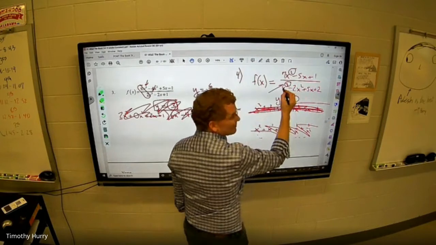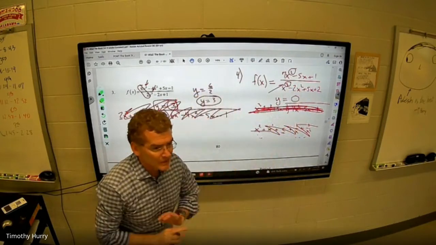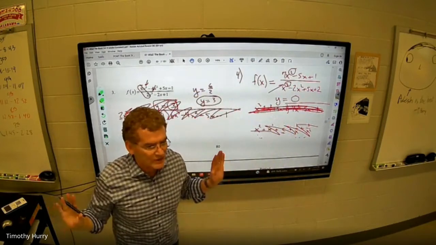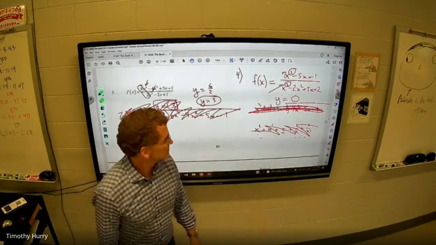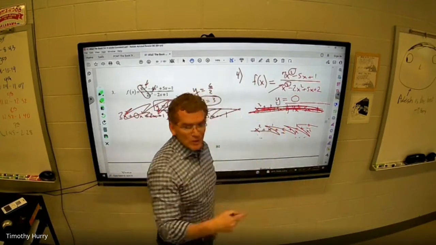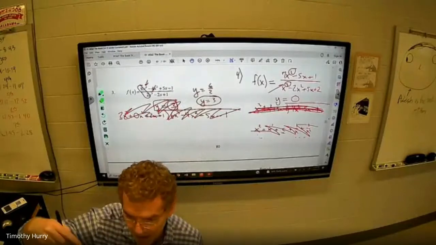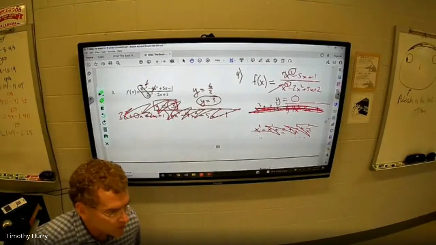If the power on the bottom is bigger than the power on the top, you're done. Y equals 0. Horizontal asymptote. Are you with me on that? So the only time you don't have a horizontal is when your power is bigger on the top. That requires you to do the division.